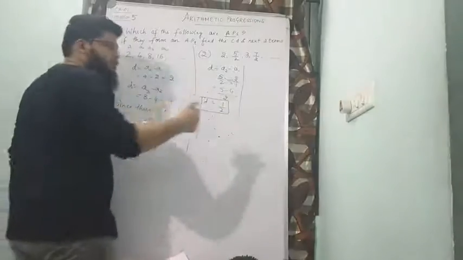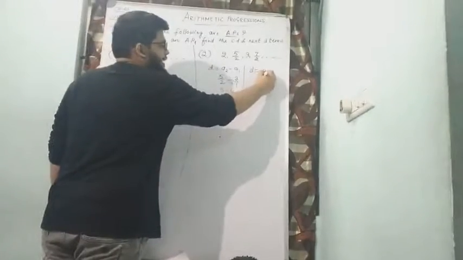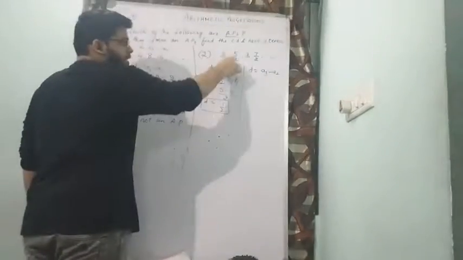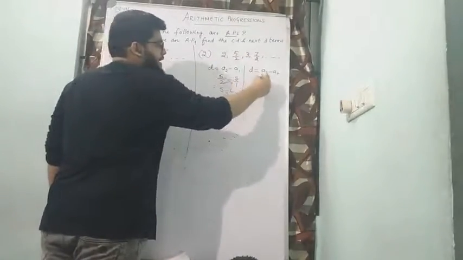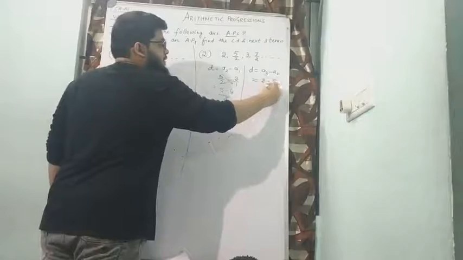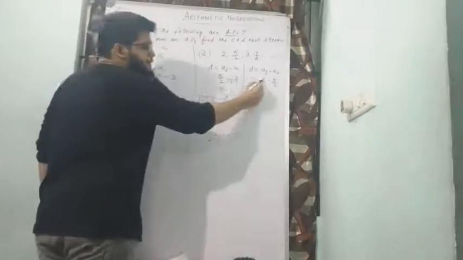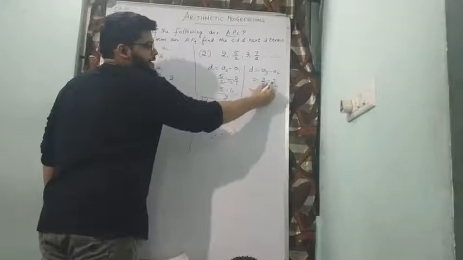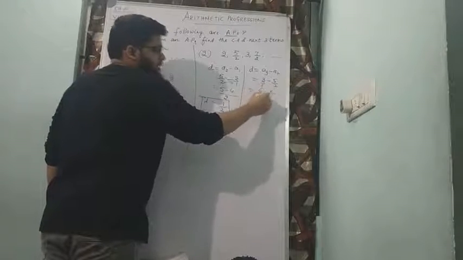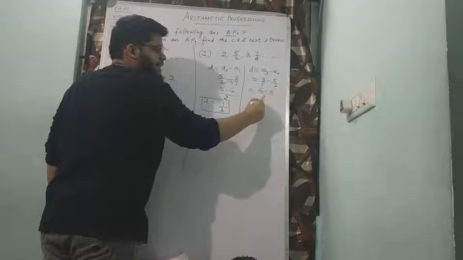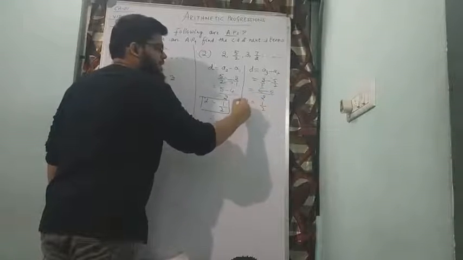Let me find out one more D. D is equal to A3 minus A2, third term minus second term. Third term is 3 minus second term is 5 by 2. You can take this as divided by 1 and cross multiply. 3 2s are 6 minus 1 5s are 5 divided by 1 2s are 2. And 6 minus 5 is 1 by 2. That is our value of D.